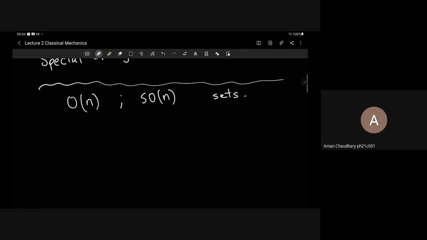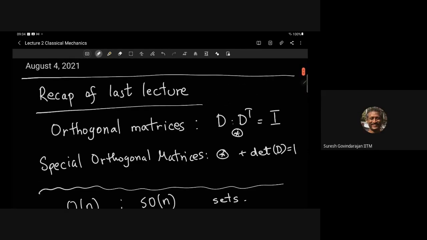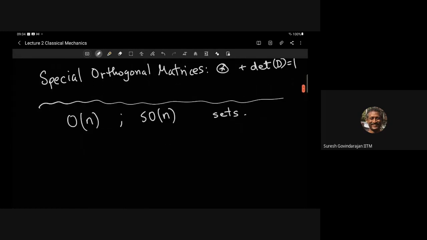Sir, what is this star that you just made? Star refers to D transpose D equal to 1. Instead of numbering it, I numbered that equation star. So special orthogonal matrices are star plus one more condition, determinant of D equal to plus 1. So star is the same condition of orthogonality.